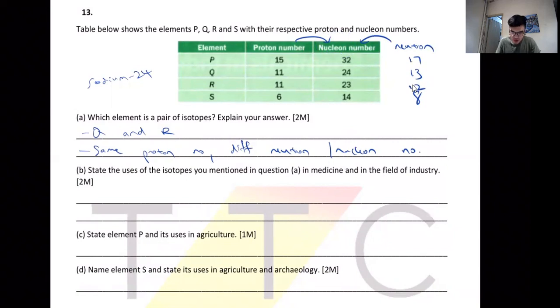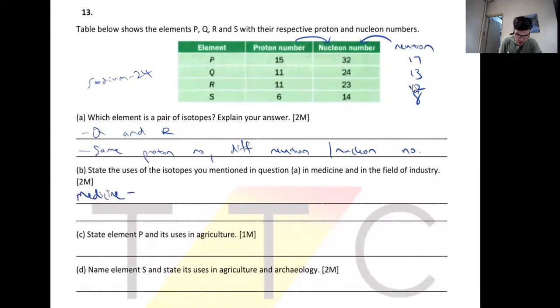So you see, this is carbon 14. When you see the number 14, you know it's carbon 14. This one 32, you know this is phosphorus 32. 24, you know this is sodium 24. This one you have to memorize. You should know the number and you should know what element that is. So what's the use of sodium 24? In the field of medicine.